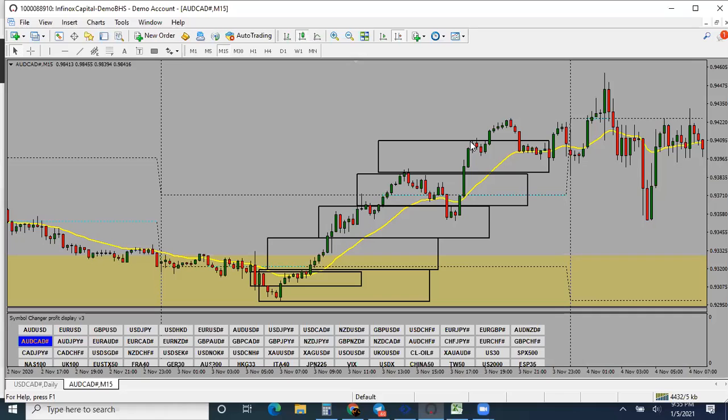Somebody said, how will I have taken the trade if there was no retest? It all depends on you. You could wait for a retest, or you could trade the breakout. When there's a breakout, you just take the trade, right?